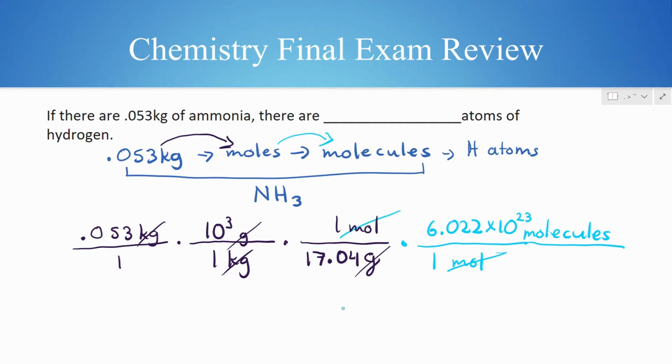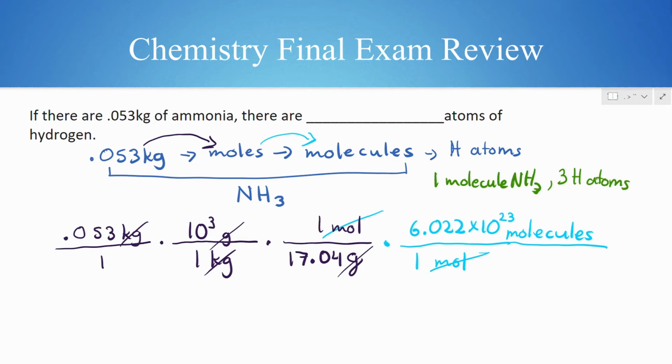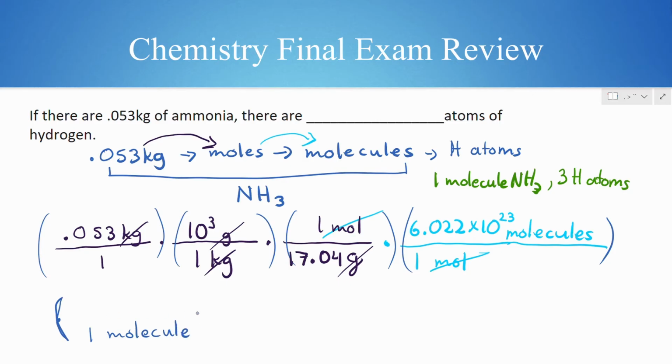And finally, we need to convert the molecules of ammonia to hydrogen atoms. So in this case, we're going to be using the ratio. So in 1 molecule of ammonia, just by reading its chemical formula, we know that we have 3 hydrogen atoms. Now knowing that, we're going to multiply. So this is all continued, all these multiplications. And finally, we're going to multiply this by, well, if we want to cancel out molecules, we'll put that on the bottom. So in 1 molecule of ammonia, we have 3 hydrogen atoms. Okay? And now molecules can cancel out.